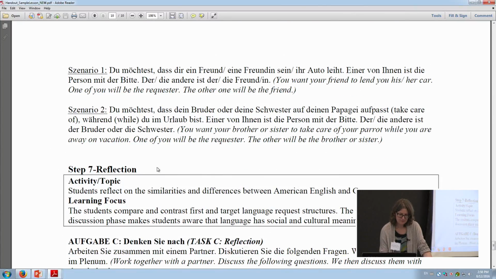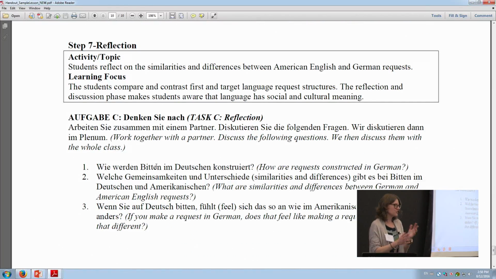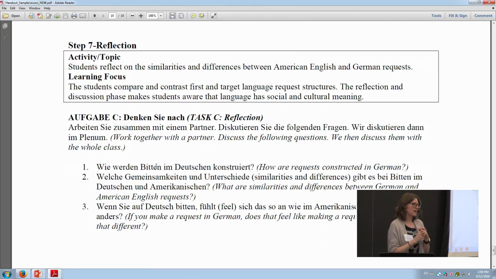All right. We're almost done. Okay. We said there's a final reflection or discussion phase. And what I did here is I had students reflect on the similarities and differences between American English and German requests. And actually it turned out that there are not that many differences, okay, between the two, and the students found that, okay. Of course, linguistically there are differences, yeah, the way those are articulated, but in general there were more similarities than differences.